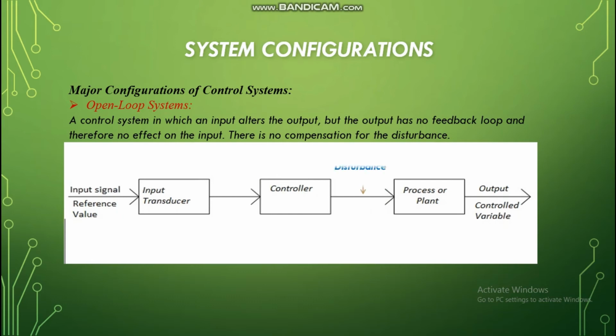Now if there is any disturbance within the system, obviously we are not monitoring the output, so the output would be the combination of the input signal fed into the transducer plus the disturbance, because the disturbance will also be trying to change the output, and we will not be able to compensate for this disturbance in an open loop system. Examples are a washing machine, light switches, gas oven, etc.